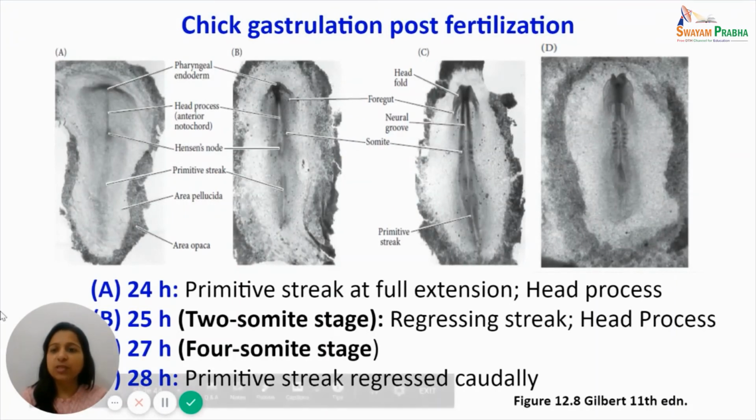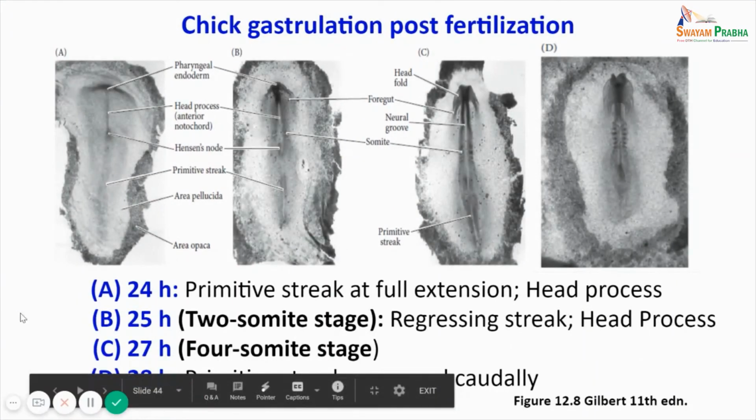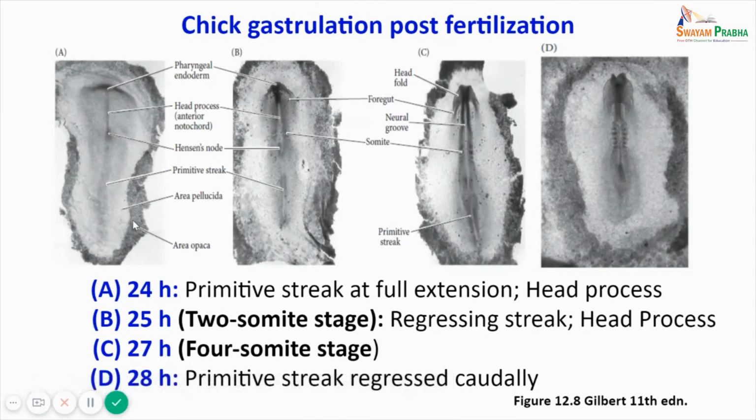This diagram shows the chick gastrulation post-fertilization. The first diagram is a 24-hour stage, which is showing the primitive streak at its full extension. The head process, which is present at the anterior notochordal region, can be seen extending from the Hensen's node.